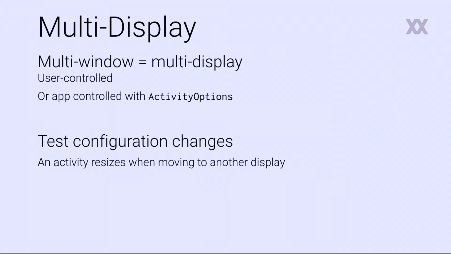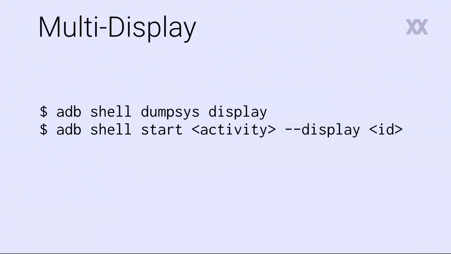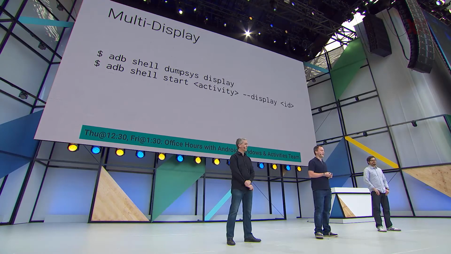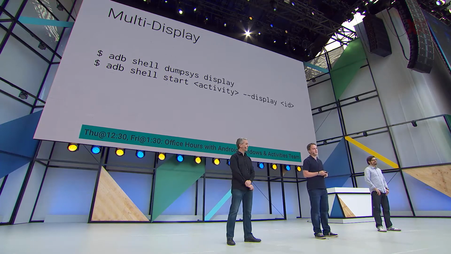You can also control on what display your activity shows up. You can use the activity options for that. And you should really test your app if you want to support this feature. To help you with testing, we have 2 new developer tools. You can run ADB shell dumpsys display. It will list all the current available displays on the device. And if you call ADB shell start with your activity intent, you can specify the display on which you want to start the activity. It's a very easy way for you to test this. There's a lot more to those APIs, so we encourage you to go to the office hours on Thursday and Friday, the office hours for Windows and activities.